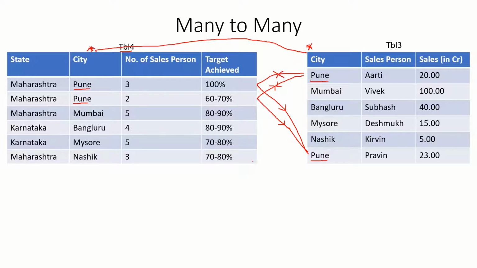If we write a SQL query for this particular join, considering the first two rows of table 4 and two rows, that is the first and the last row of table 3, the resultant will be something like this.